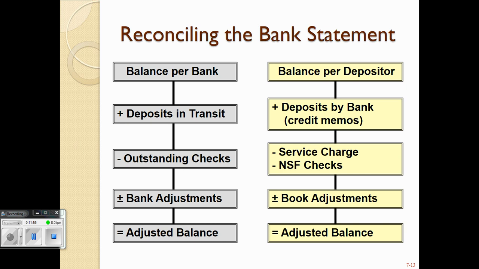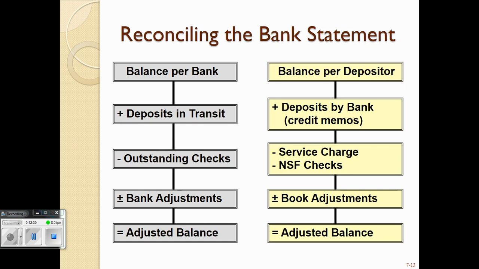To reconcile your bank account, I always start on the left, with the balance on that checking statement. Then add deposits in transit. Those are deposits that we've already provided to the bank, but for whatever reason did not show up on the statement, probably because they were submitted after the cutoff date for the statement. Then we subtract outstanding checks. Those are checks that we wrote that are out there floating around that have not been cashed yet, haven't cleared.